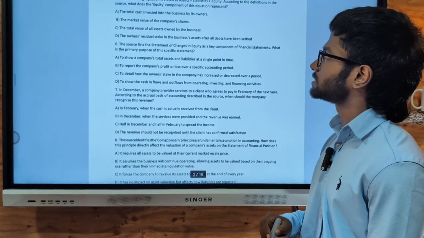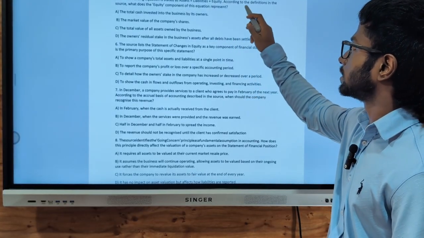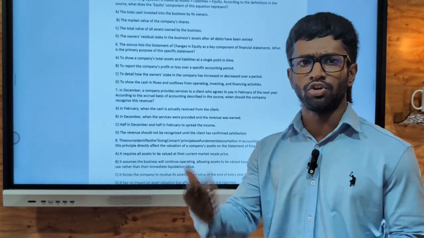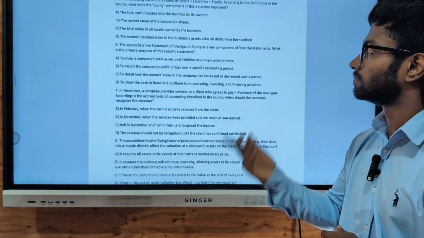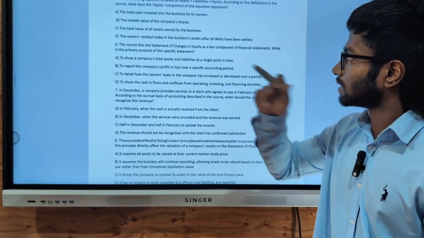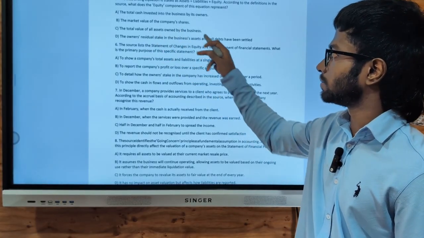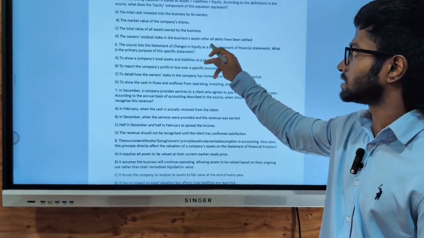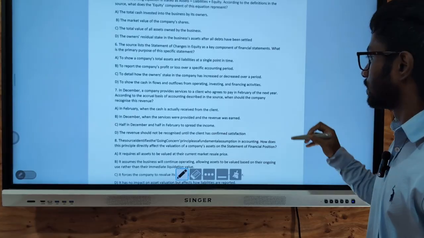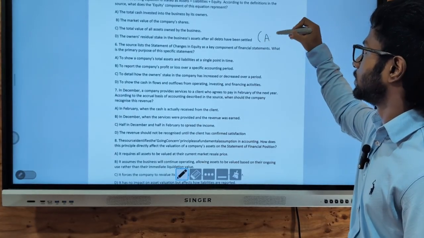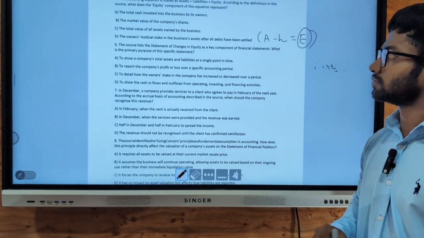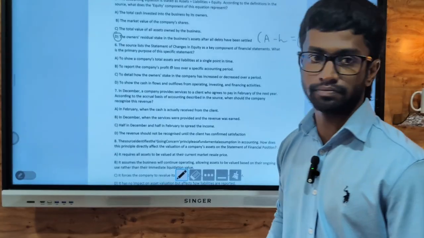If the accounting equation is stated assets equals liabilities plus equity, according to the definition in the source, what does the equity component mean? So equity is, as I told you before, that's the stake that belongs to the owner. Okay, so here it says total cash invested into the business by its owners, the market value of the company share, the total value of assets owned by the business, the owner's residual stake in the business assets after all debts have been settled. That's true, right? Basically, from your assets, when you deduct the liabilities, that's what belongs to the owner. That's your equity portion. So here, for the fifth one, it's the answer number D.